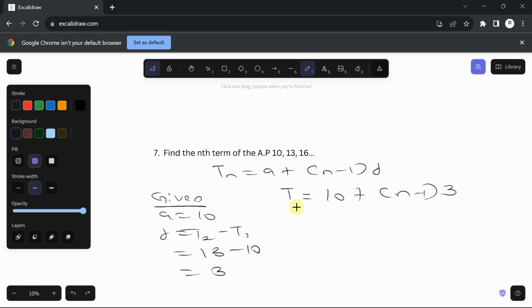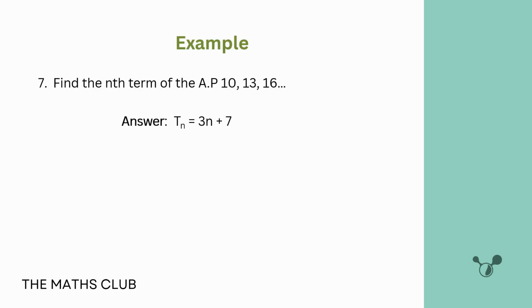So let's expand. Our Tn is 10 plus n times 3, that will be plus 3n, minus 1 times 3, that is minus 3. So Tn is equal to 10 minus 3 is 7, right? So 7 plus 3n. So our Tn, which is the nth term, is 7 plus 3n. Let's see if we're correct. Great. So 3n plus 7 or 7 plus 3n is the same thing.